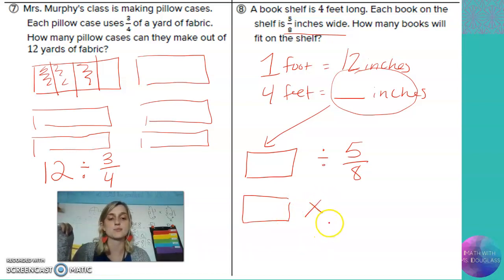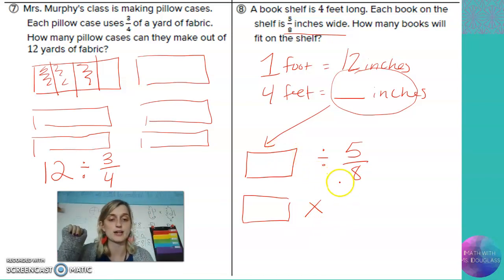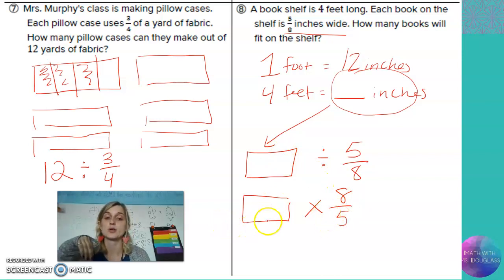You'd change this to times. You'd find the reciprocal of 5/8. The 8 goes on top now. The 5 is now on the bottom. And you'd multiply. So I think you will probably have to make this a fraction over 1 so that you can multiply across. And so long as it's simplified, you can leave it as a fraction greater than 1. You do not have to change your answer to be a mixed number.